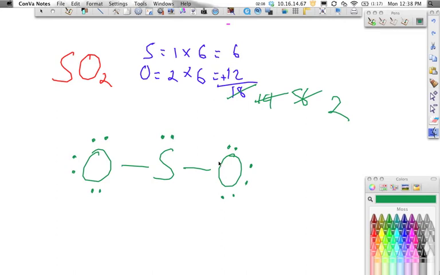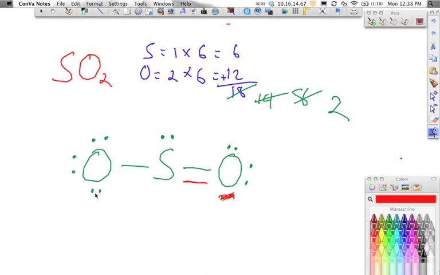1, 2. And then we check and make sure, is everybody okay? We know that the oxygens are okay. They have 8. But when we look, we see that the sulfur does not. So what we need to do is take 2 electrons right here and create a double bond. Now you could be asking yourself, why didn't we take the 2 from right here? Well, you could. You can take it from either side.